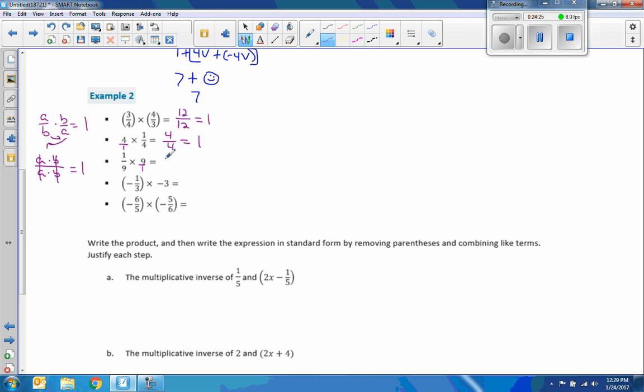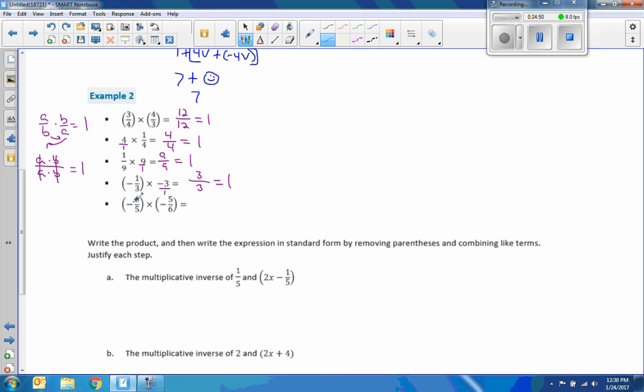Same here, if I did that. 1 times 9 is 9. 9 times 1 is 9. 9 divided by 9 is 1. Make this over 1. A negative times a negative is positive. 1 times 3 is 3. A negative times a negative is positive. 3 times 1 is 3. 3 divided by 3 is 1. Okay? You seeing a pattern here now?